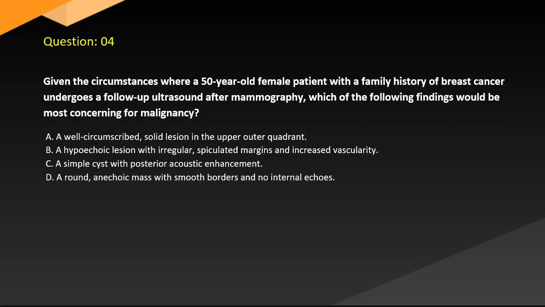Question 4. Given the circumstances where a 50-year-old female patient with a family history of breast cancer undergoes a follow-up ultrasound after mammography, which of the following findings would be most concerning for malignancy? A. A well-circumscribed, solid lesion in the upper outer quadrant. B. A hypoechoic lesion with irregular, spiculated margins and increased vascularity. C. A simple cyst with posterior acoustic enhancement. D. A round anechoic mass with smooth borders and no internal echoes.